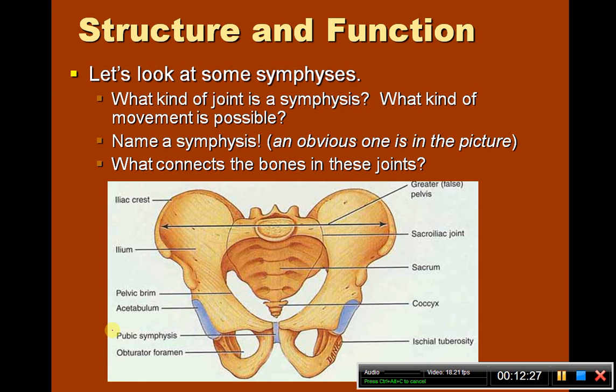Okay, and then the symphysis again, they're just where you have these joints that have a little bit of mobility, but not very much at all. When would you want this to be mobile, this pubic symphysis?